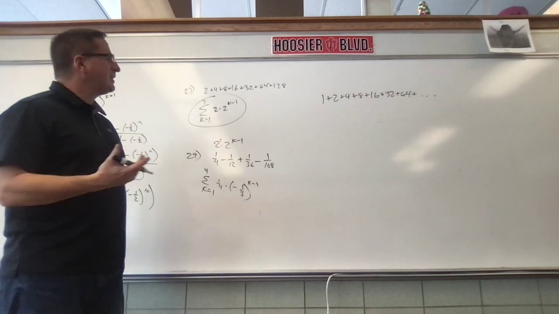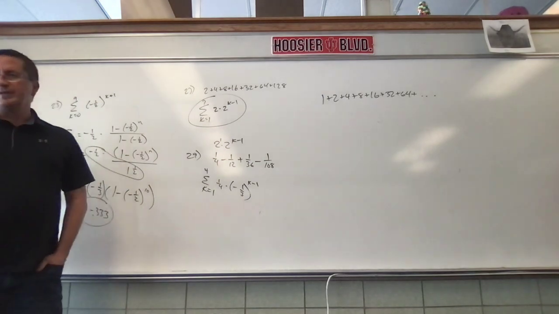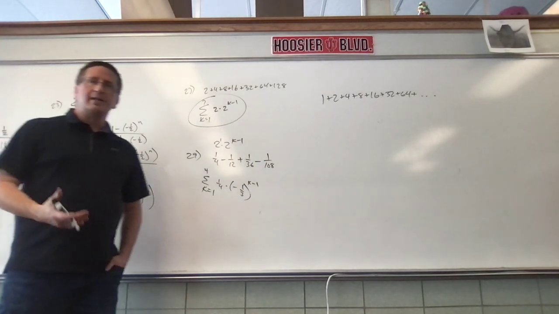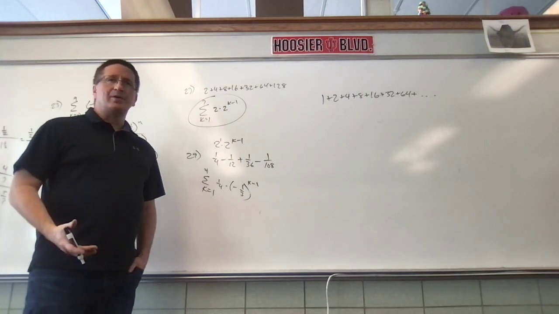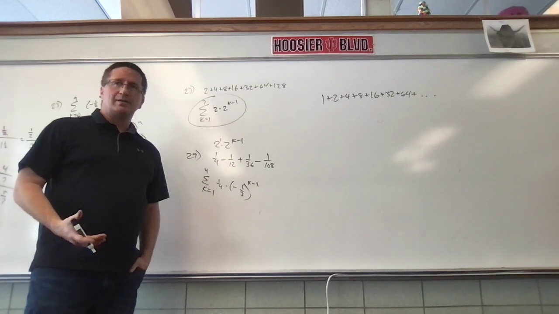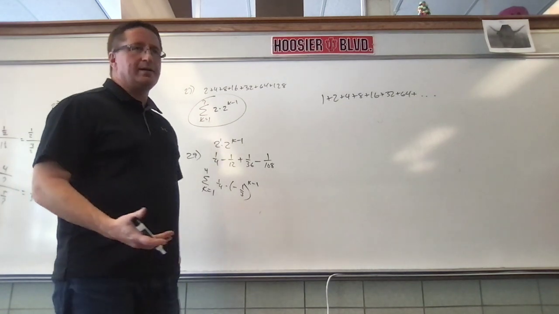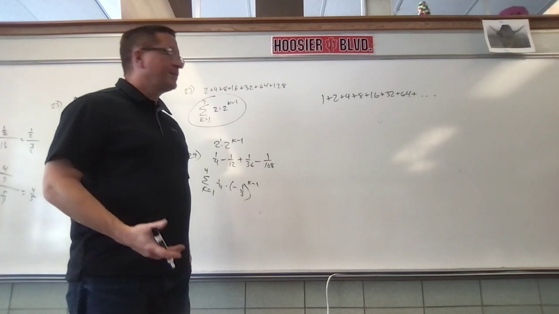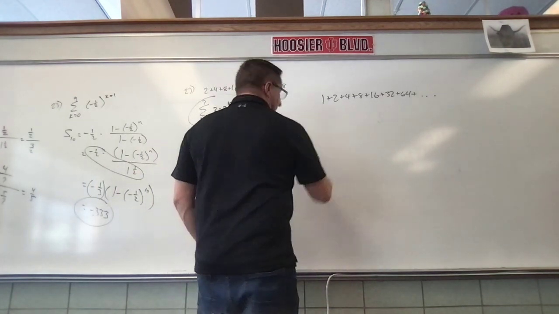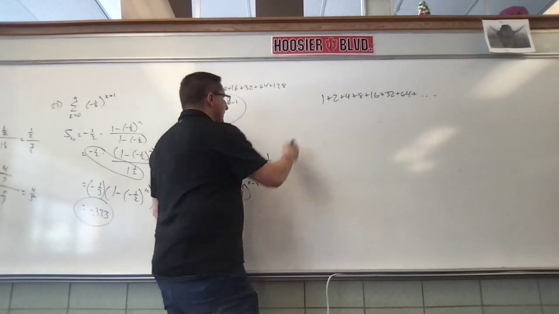So what you need to understand is, for an infinite geometric series to actually have a limit, you've got to keep adding on numbers, but the numbers are getting smaller. So your rate's got to be smaller than 1. Okay, it's got to be smaller than 1. All right, so let's look at number 31.